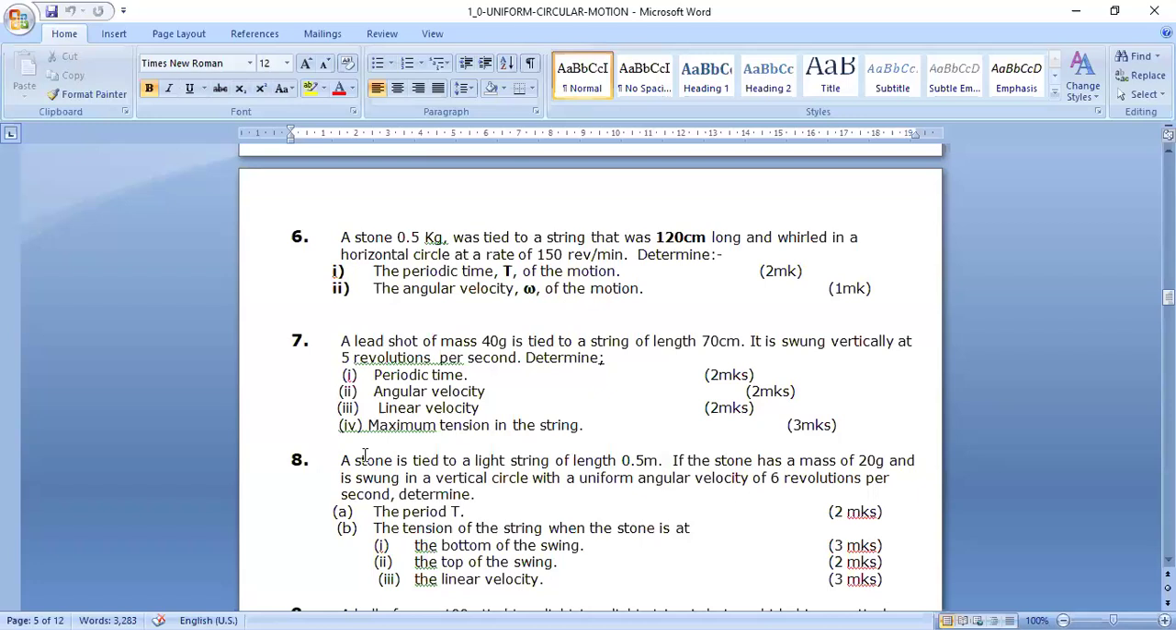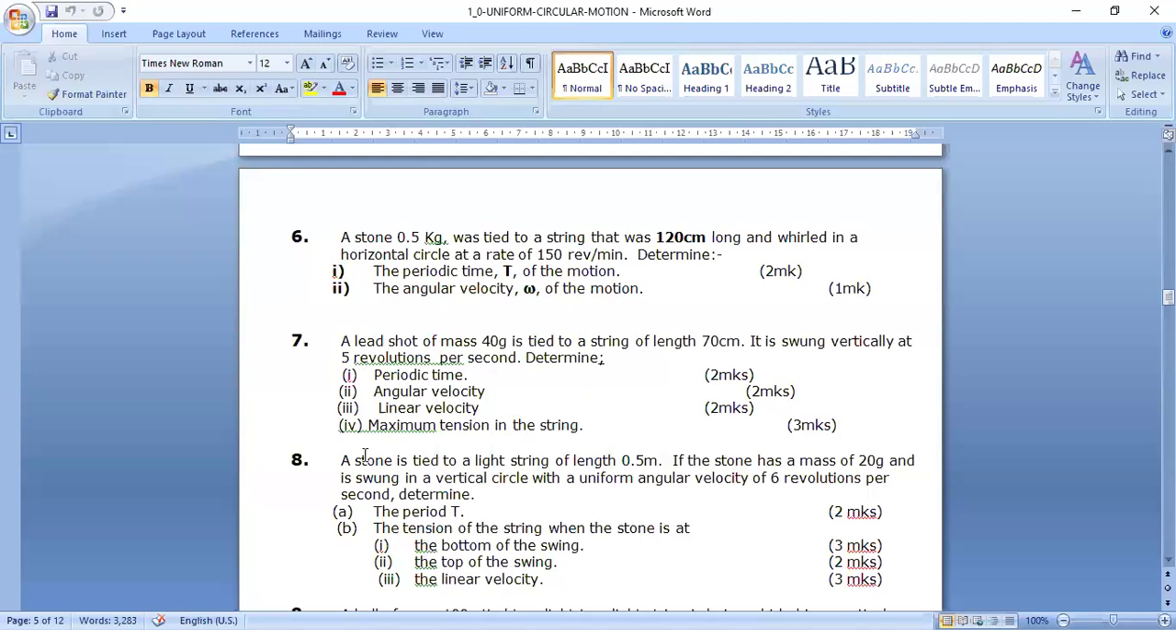So 120 centimeters, and 150 revolutions per minute is the frequency. So you convert to revolutions per second, which is the same as hertz. You say 150 revolutions are in 60 seconds. So how many will be in 1 second? That gives us frequency. So 1 over 60 times 150 gives us 2.5 hertz, or 2.5 revolutions per second.